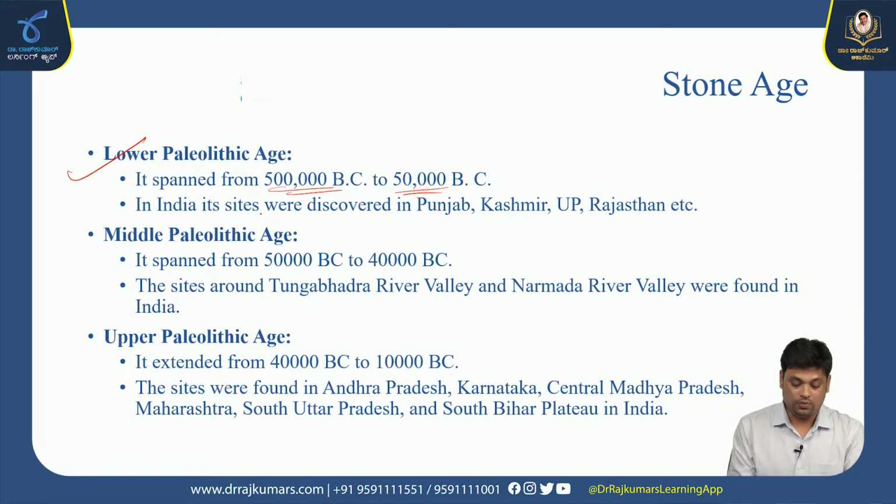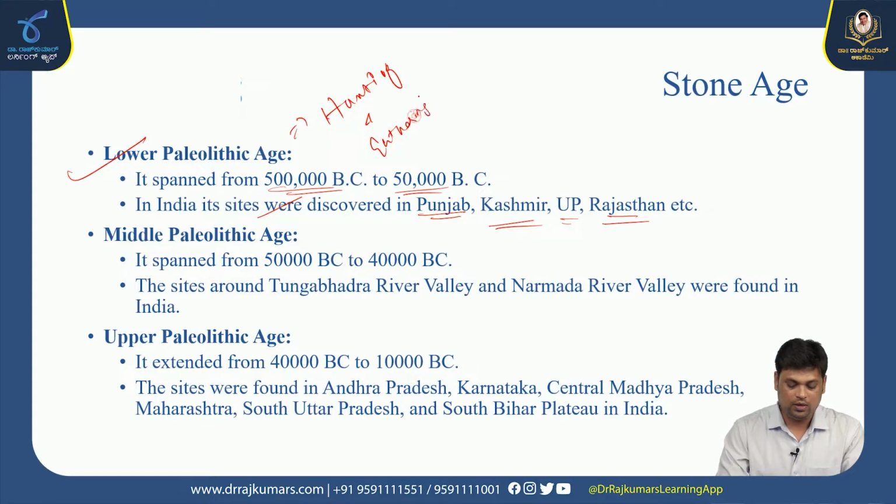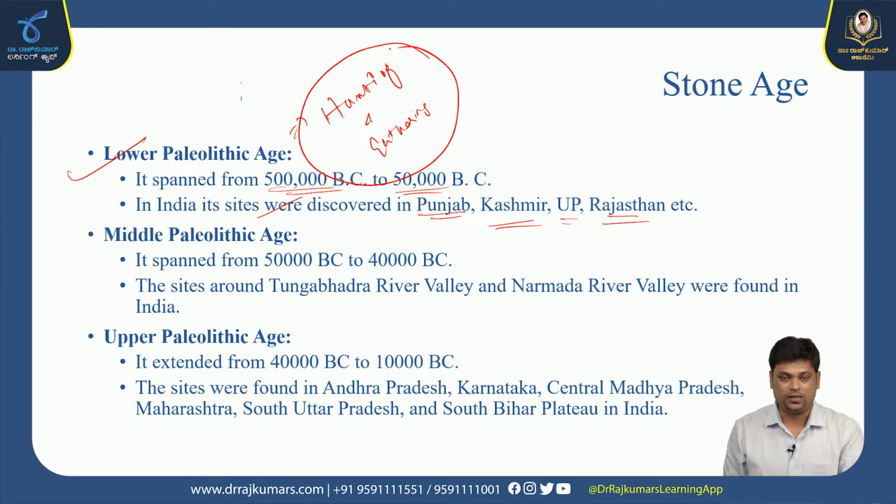In India, many sites belonging to this timeline were discovered in the regions of Punjab, Kashmir, UP and Rajasthan. Very important, the occupation of the lower Paleolithic age was hunting and gathering. All three Paleolithic ages had the same occupation, hunters and gatherers. There were only two seasons during that time. During the summer, they would go for hunting. Whatever they hunted, they would bring back to the cave or shelter and keep it reserved for the winter. They would go for hunting, gather food, and stay in their shelter.